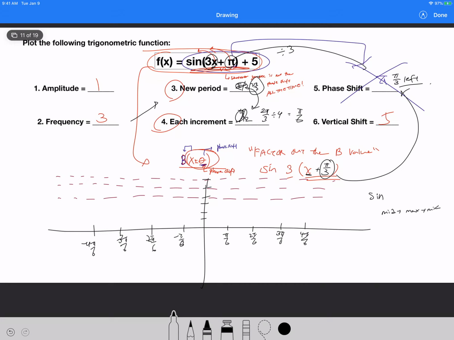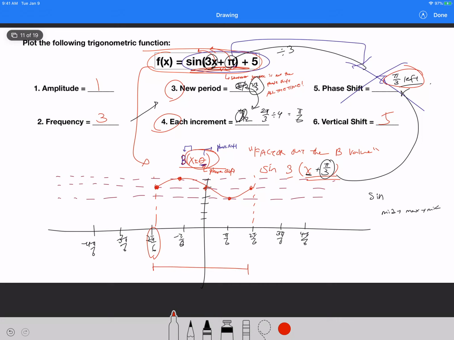So here, what I'm going to do is start at pi over 3 to the left, which is at negative 2 pi over 6. So I'm going to start in the middle. Okay, I'm going to start in the middle, and then I'm going to go above into the max. Mid, minimum, and then mid. So this wave right here will be one complete full wave.